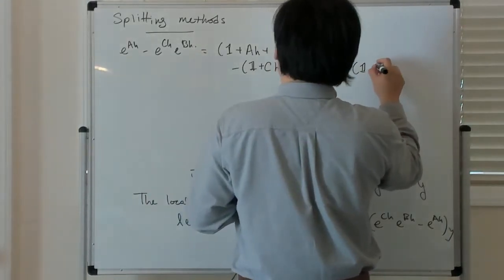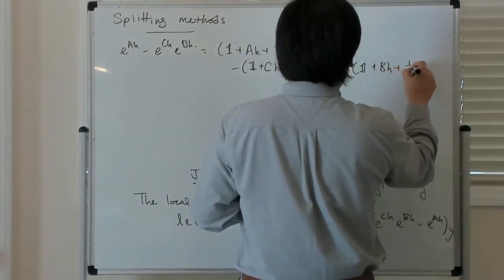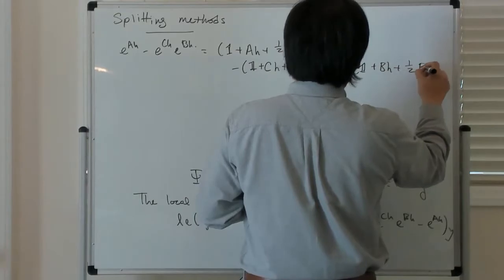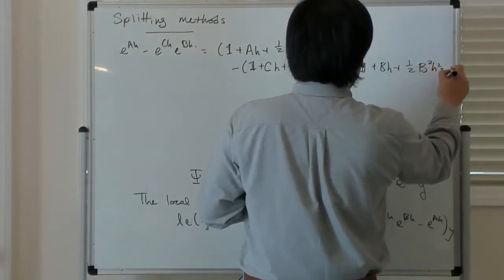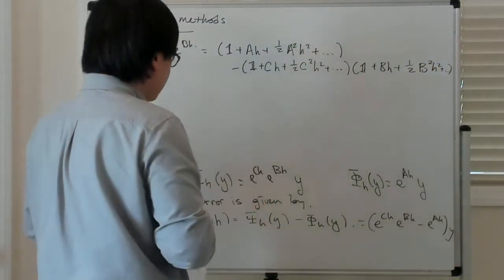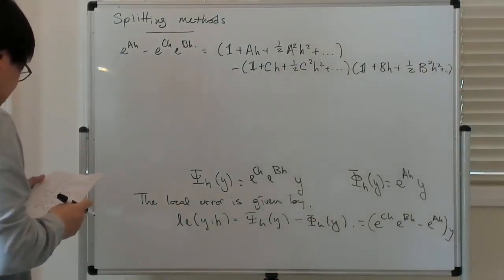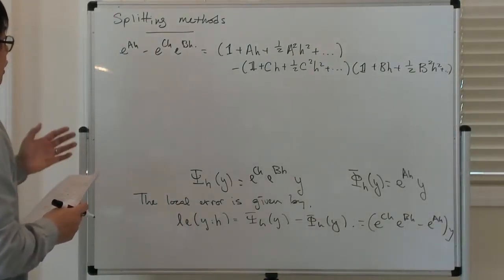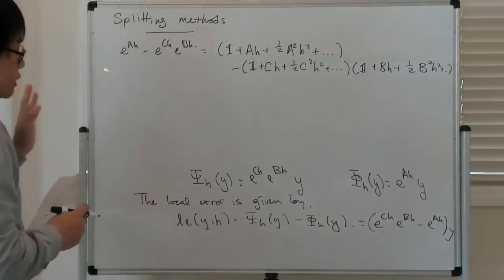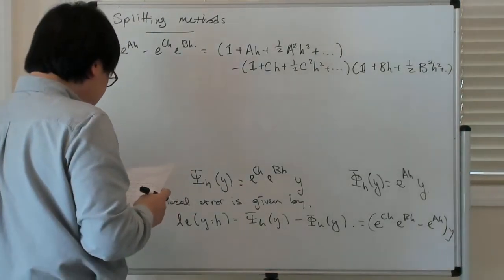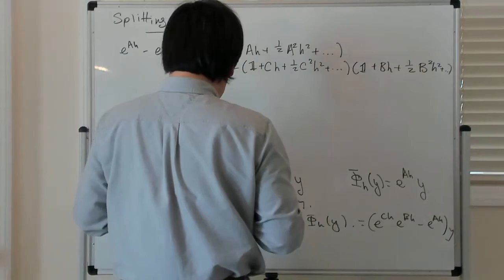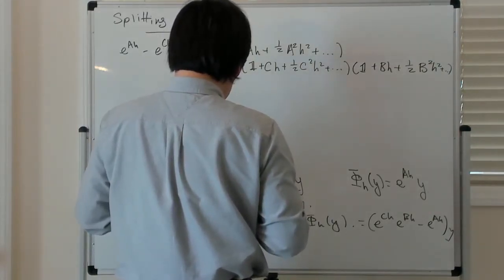Okay, plus bh plus 1/2 b squared h squared. All right, so you can of course consider this as a series, in increasing powers of h. So let's just see what happens.